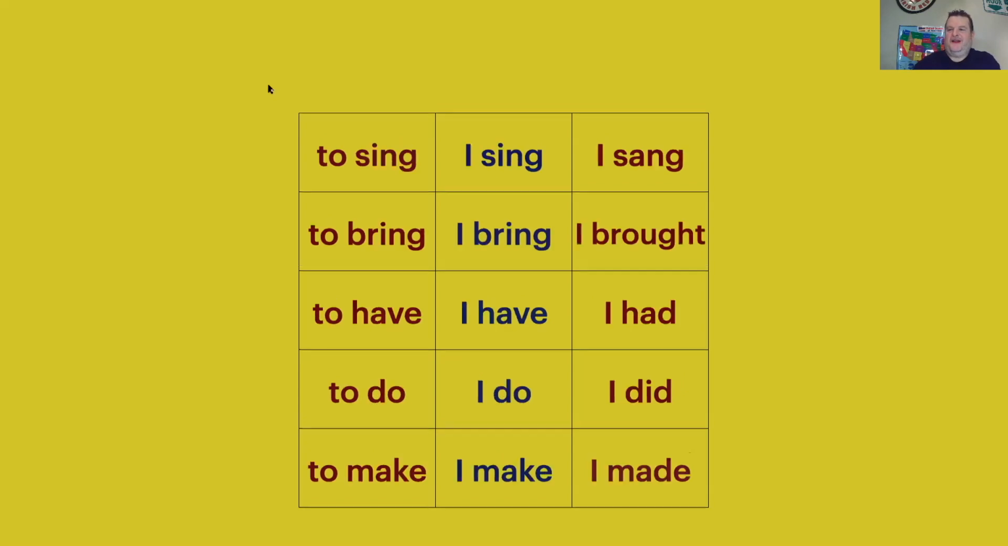Great. Now we've got 5 more for you here. To sing, I sing will become I sang. For to bring, I bring will become I brought. For the verb to have, I have will become I had. For the verb to do, I do will become I did. And for to make, I make will become I made. So repeat after me. I sang, I brought, I had, I did, I made.